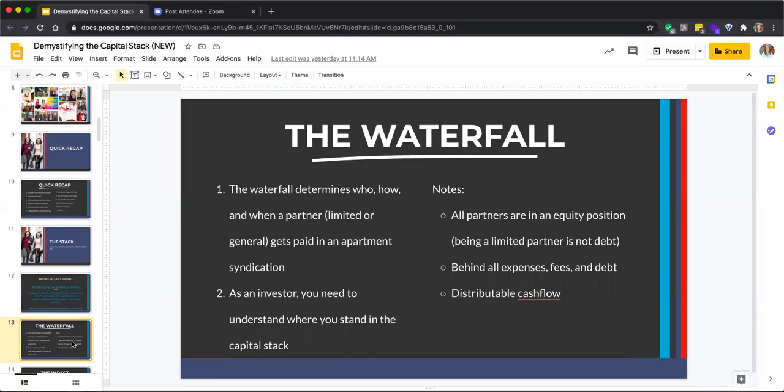So let's talk about the waterfall first. The waterfall is how the capital stack works. We're going to define that in a second, but let's talk about the waterfall because that's often the term used when you're talking to an operator or looking in the PPM. Essentially, the waterfall and the capital stack determine who gets paid when and how they will get paid, and when a partner, limited or general, gets paid in an apartment syndication. So as an investor, you need to understand where you stand in the capital stack to figure out what parts of the waterfall apply to you.